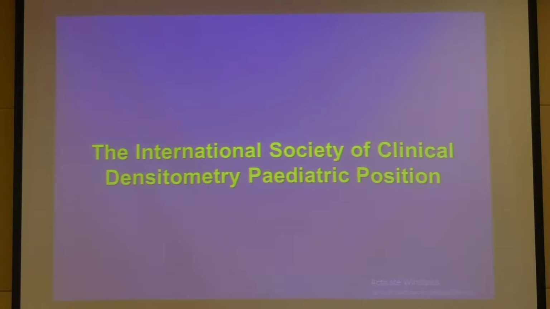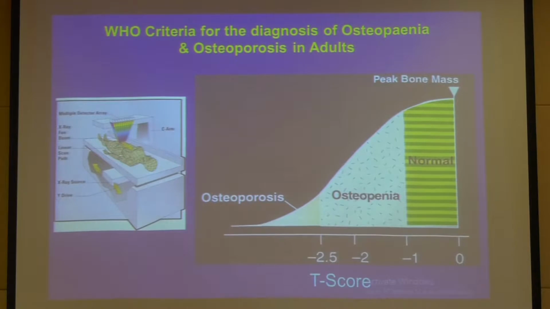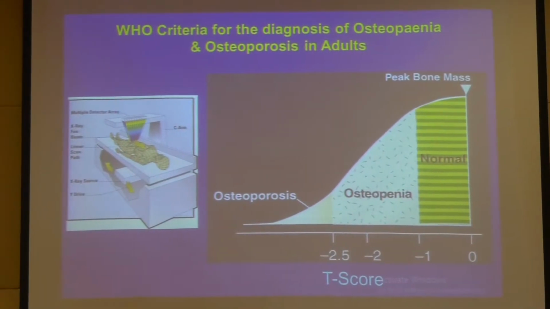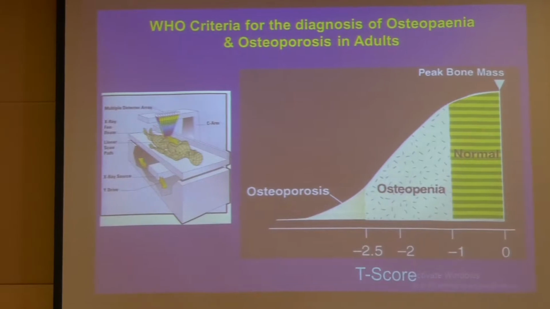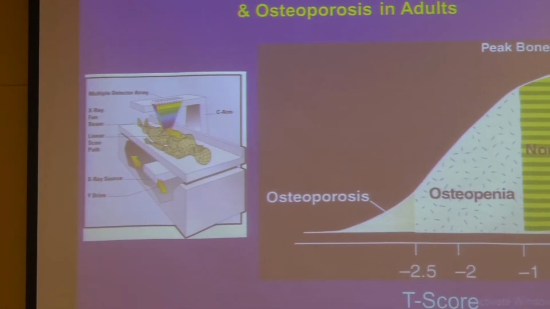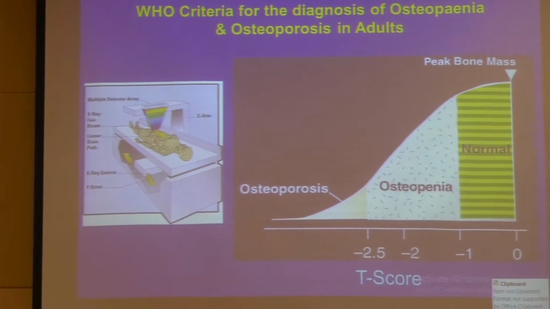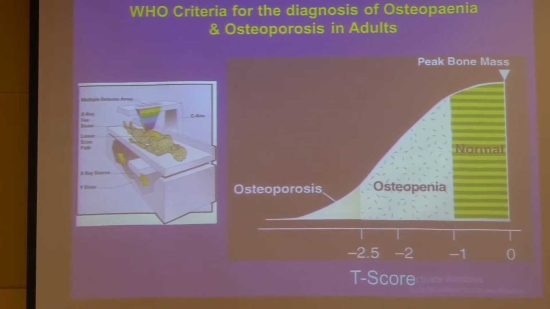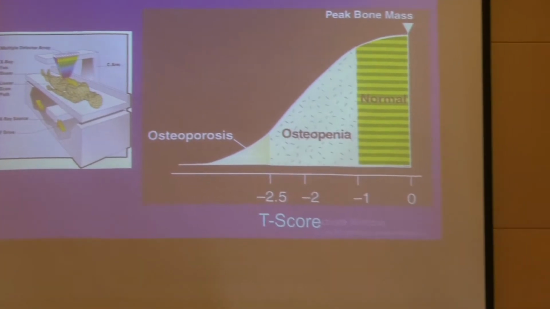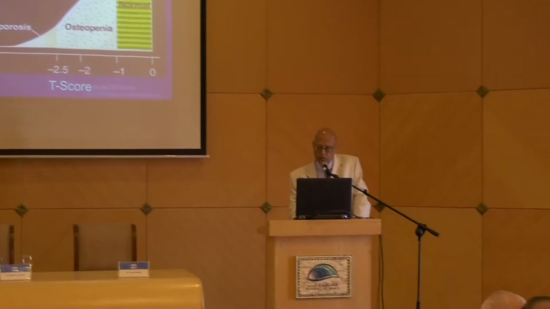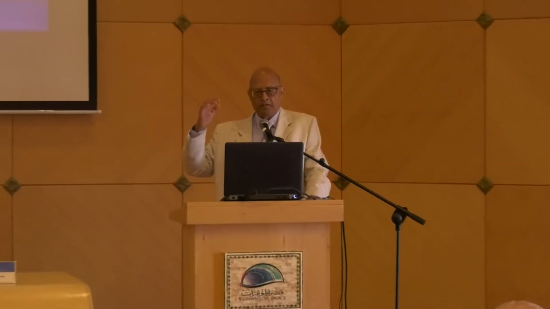International Society of Clinical Densitometry pediatric position. I was involved in the 2013 guidelines that were developed, and they've recently been updated. But the important thing is that what Dr. Sabah mentioned about diagnosis of osteopenia and osteoporosis in adults cannot be used in children. Particularly if you're looking at T-score, you're comparing the bone mineral density value of an individual with peak bone mass, which is the maximum amount of bone which is going to be accrued in a young healthy person.